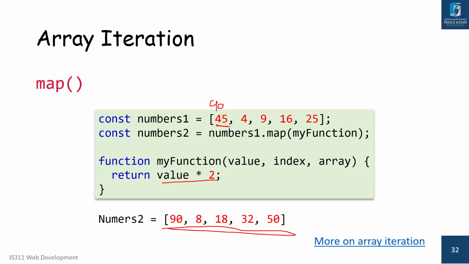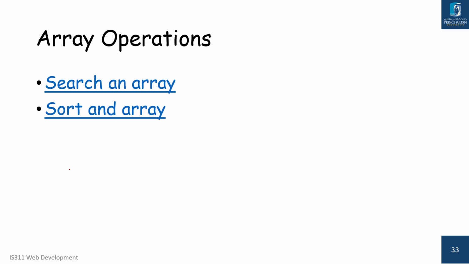For more information on array iteration, you can click on the link and go there. We can also search an array, and we can also sort an array. Sorting means we are arranging the elements into different orders. So these are up to this point.